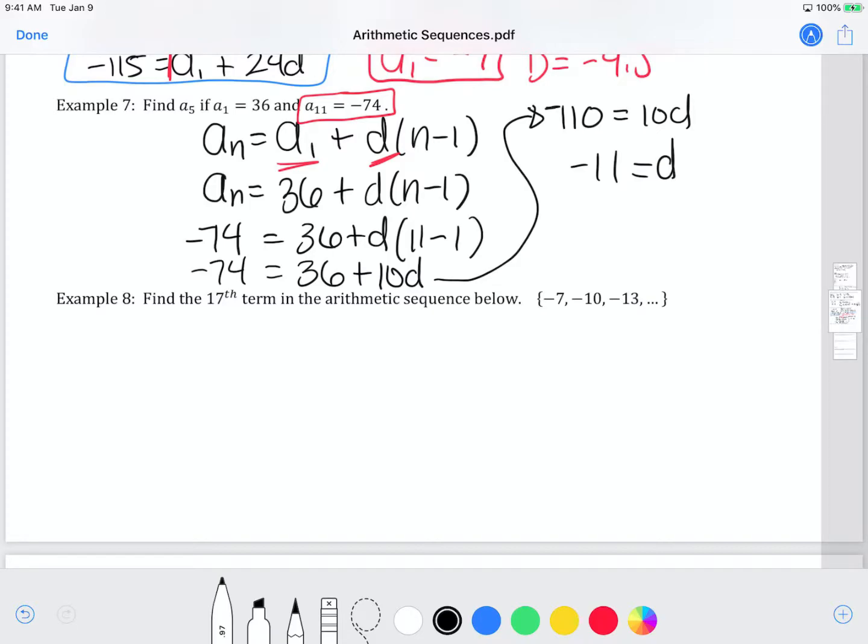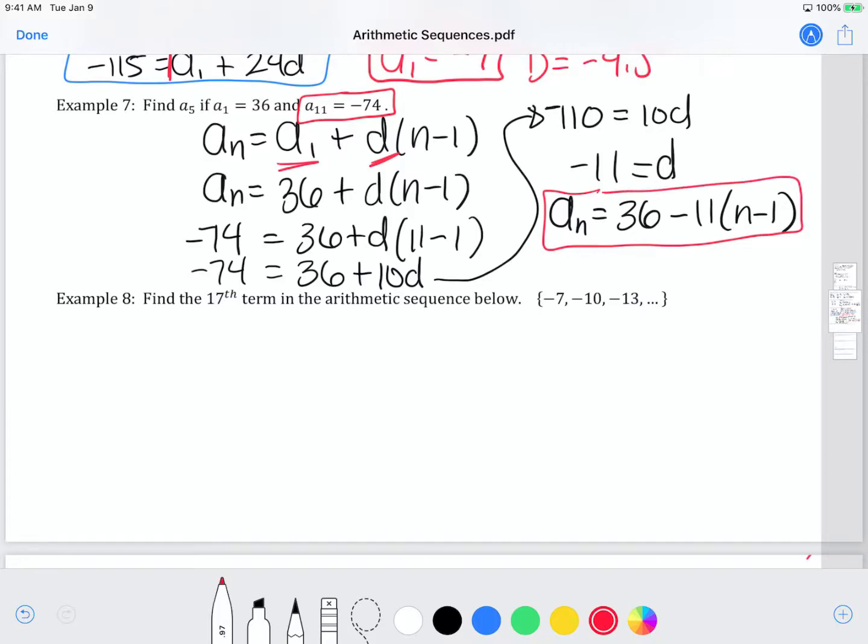So now I have my nth term formula. I know that A1 is 36. I know my D is -11, and then times n minus 1. So here's my nth term. Now to find A5, I just have to plug in 5 for n. So A5 is going to be whatever I get when I take 36 minus 11 times 5 minus 1. So 11 times 4 would give me 44. So I'm going to take 36 minus 44. And so my final answer is going to be -8. So A5 is -8.